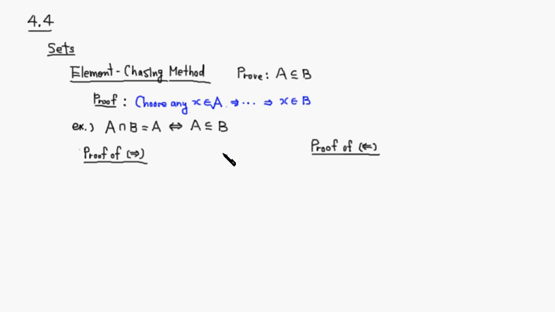So let's look at an example here. Let's say this is a statement: A intersect B is equal to A if and only if A is a subset of B. Since this is an if and only if biconditional, we have to write a proof for each direction, each implication. So let's do the implication: A intersect B equals A implies that A is a subset of B.